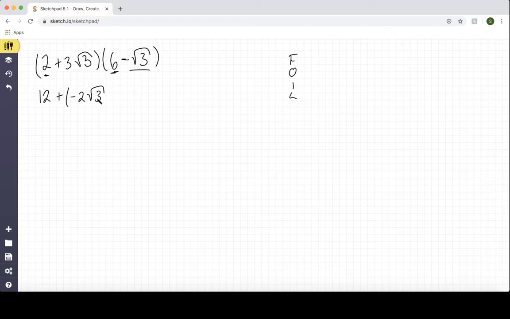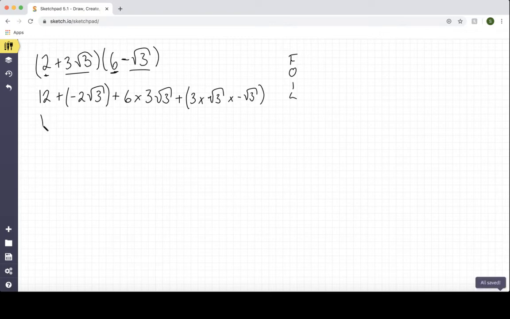root 3. Okay. So now we have the inner, which is going to be this 3 root 3 and this 6, which is going to be plus 6 times 3 root 3. And then our last, which is going to be plus 3 times square root of 3 times the minus square root of 3. So there's going to be 3 times root 3 times minus root 3.